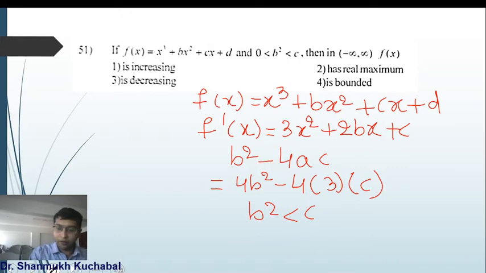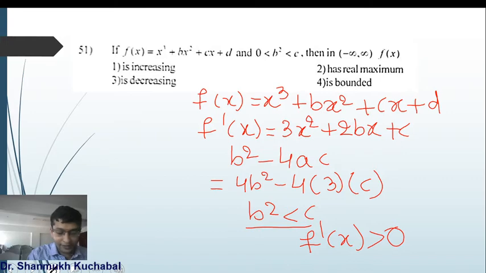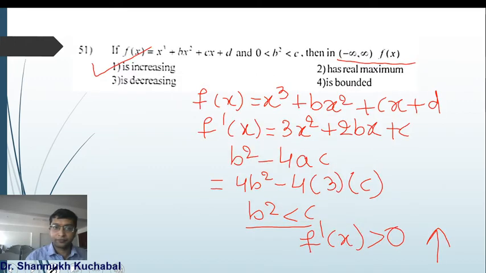So what we observe here, b square is less than ac. Therefore, f dash of x is greater than 0 because of this condition. So f dash of x is greater than 0, therefore the function is increasing. So in the range minus infinity to plus infinity, the function f of x is increasing. Okay, yes, you can take a screenshot of this page.